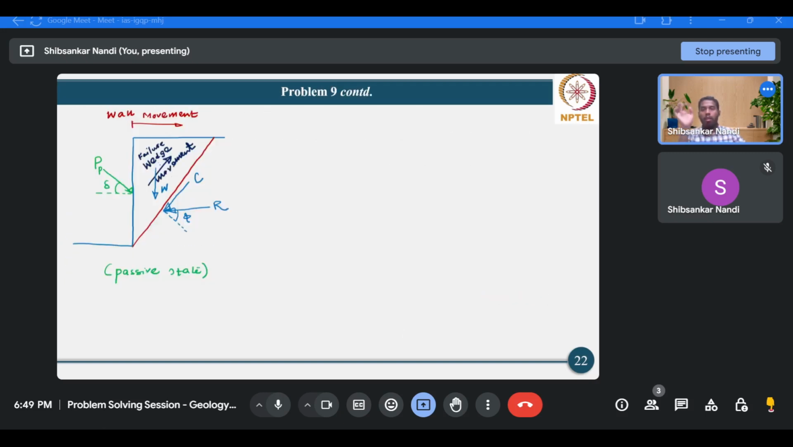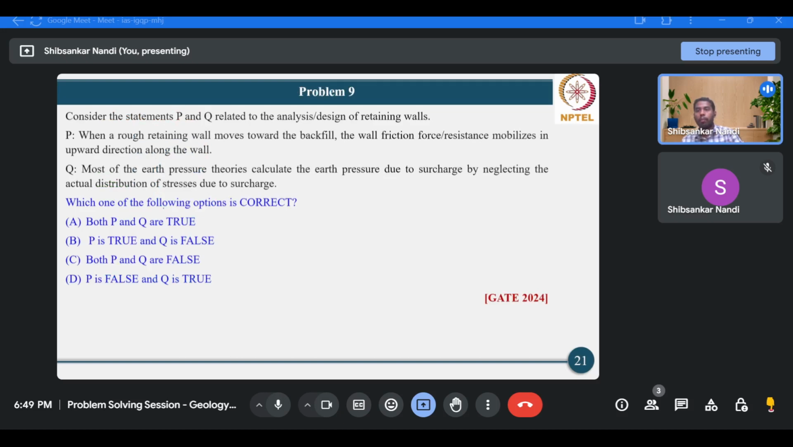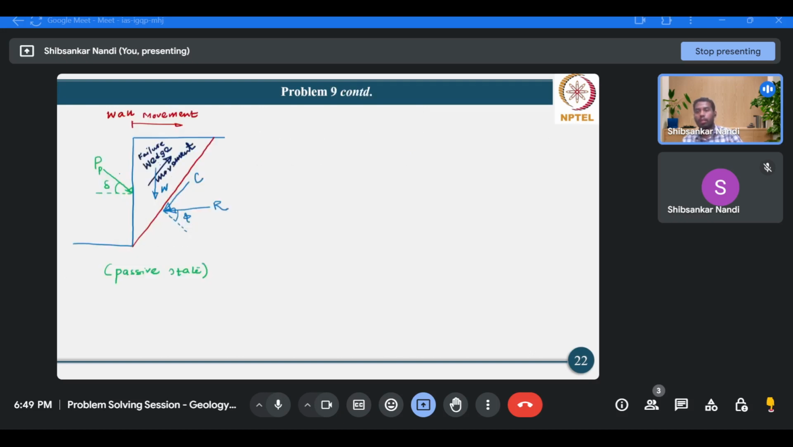So these are the forces and corresponding directions. Therefore, this statement P is false. Why? Because it is mentioned that the wall friction force or resistance is mobilized in the upward direction along the wall, and that is not correct. It will mobilize with an angle delta and in the downward direction, that means above the normal. So statement P is false.